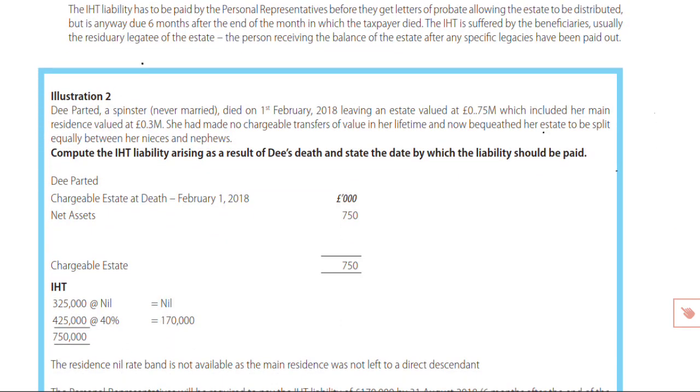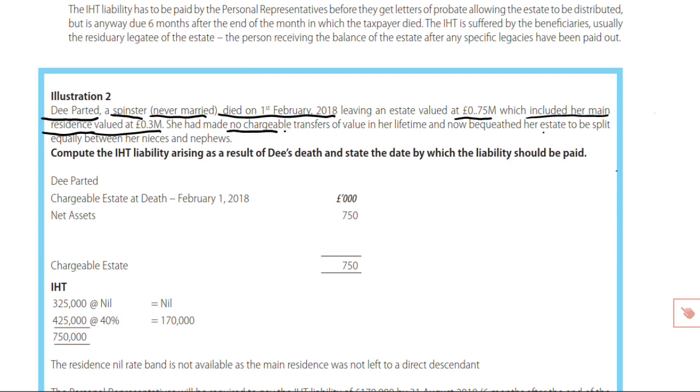Where we have illustration 2, the humorously entitled Departed, a spinster. That means that she was never married, a lady who never married there. Sadly died on the 1st of February 2018, so dies within the 2017/18 tax year, leaving an estate valued at £750,000, which included, and often the main asset of value in your estate would be your main residence. That happened to be valued at £300,000.